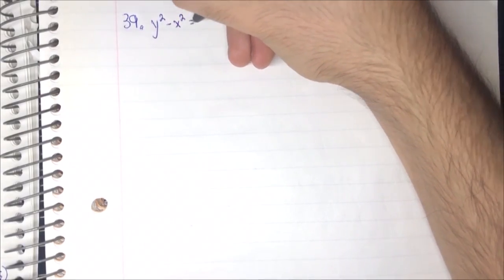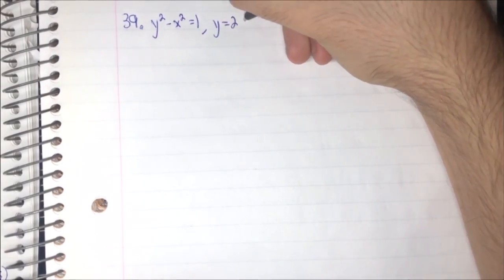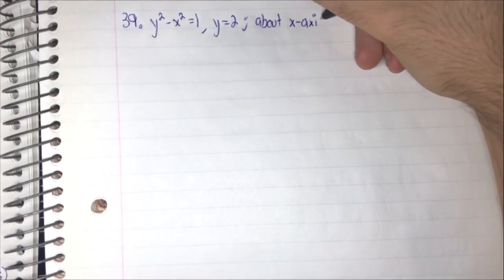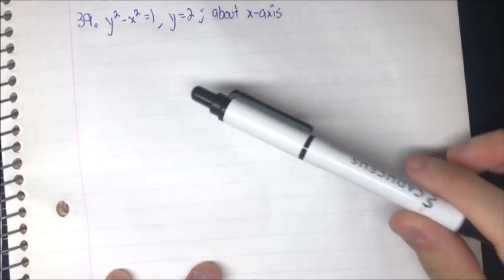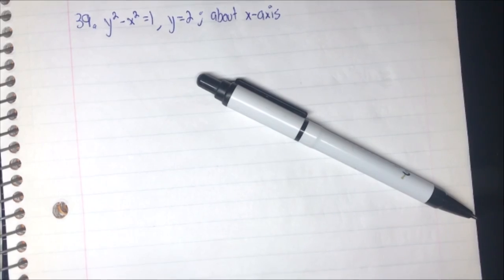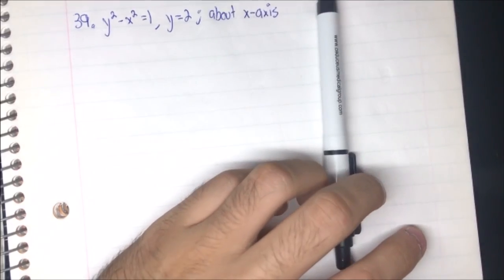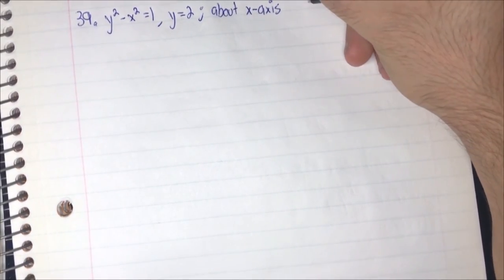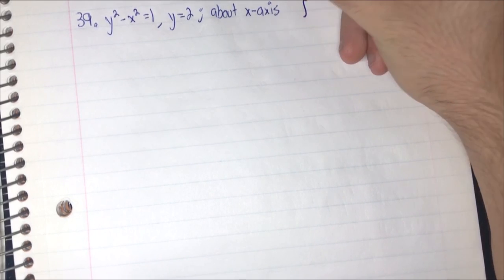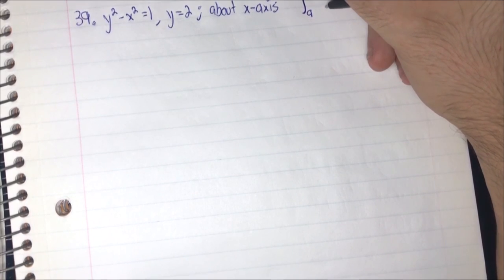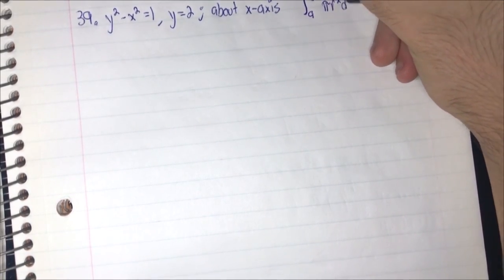I already did it once, but I messed up. Alright, so let's see. This is the problem. y squared minus x squared is equal to 1, y is equal to 2, about the x-axis. When I looked this up online, it doesn't give me the other method. They don't use the shell method, so I'm not going to use the shell method. I'm going to use the method from the last section, if that's cool with y'all. Let's see, this was the method from the last section. It was pi r squared dx.